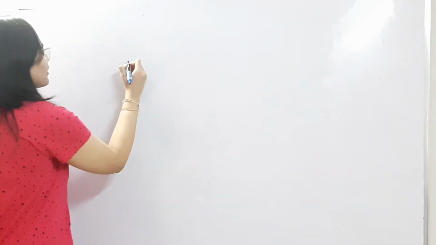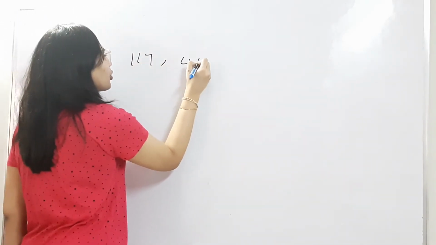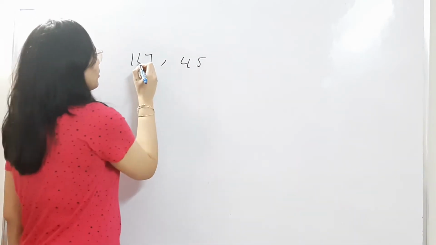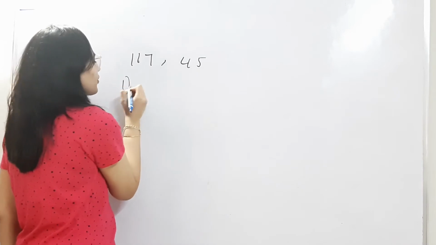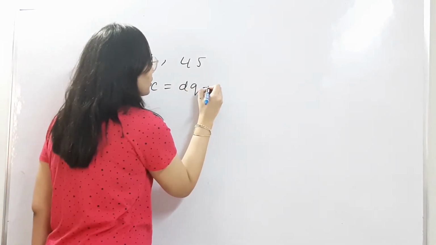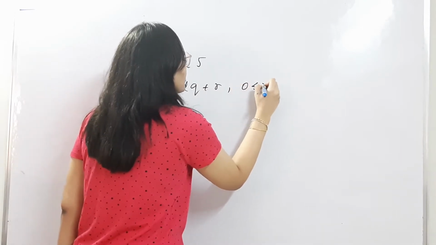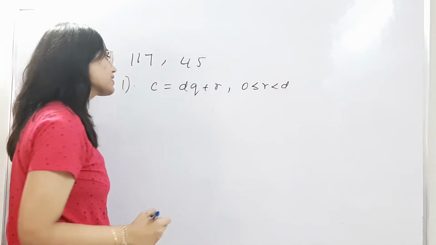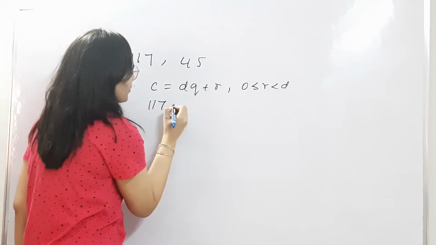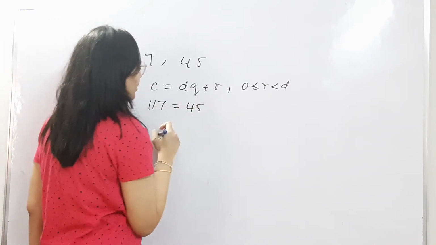Now let's try to compute the HCF of 117 and 45 using Euclid's division algorithm. The first step of the algorithm is that we need to write this in the form of C is equal to dq plus R, so that 0 is less than R less than D. That is nothing but Euclid's division lemma. Now what is C here? 117, and D is 45.